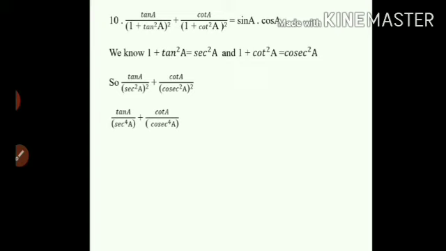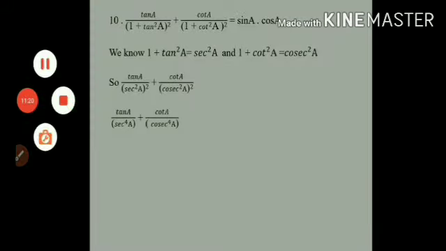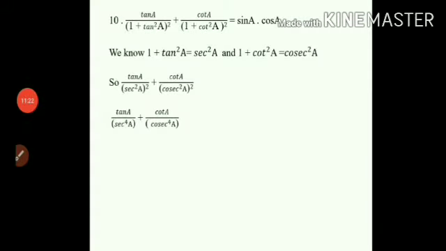Now we finally got tan A upon sec raised to 4 A. This fraction form I am writing in divide form, it will become easy for us. So tan A, using the divide symbol, divided by sec raised to 4 A in the first bracket, plus again the second fraction, cot A, I am writing as it is, divided by cosec raised to 4 A.